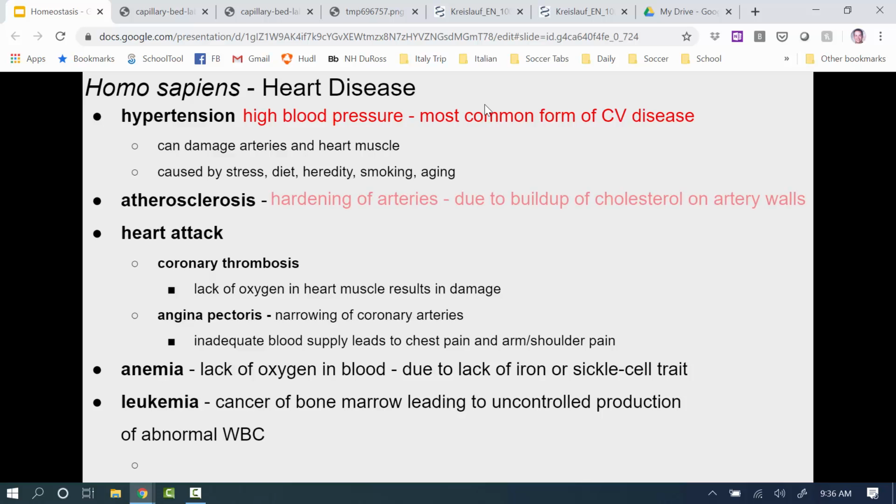Another cardiovascular disease, atherosclerosis, is the buildup of cholesterol in the walls of the arteries, which leads to hardening of those arteries. So they're less flexible, more prone to damage.